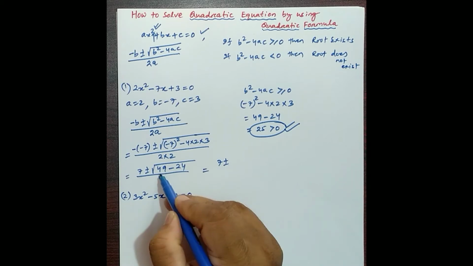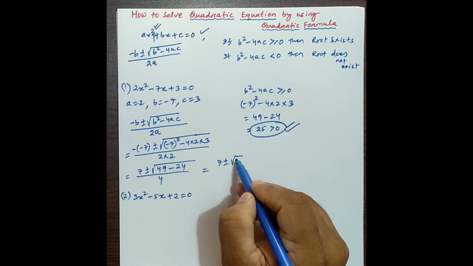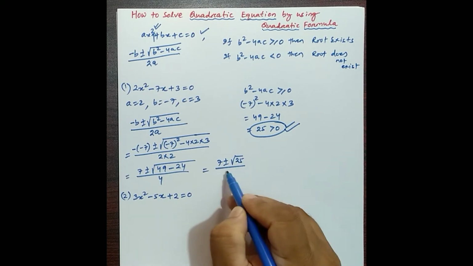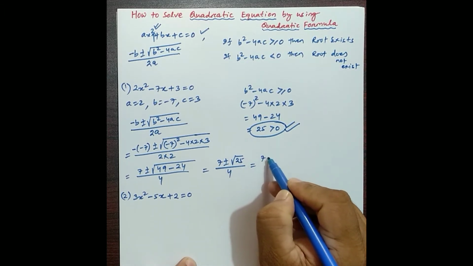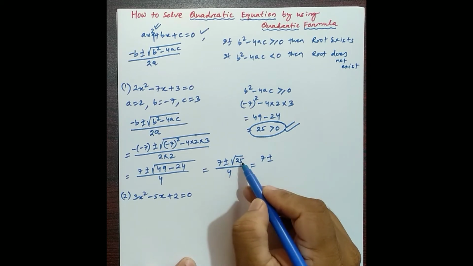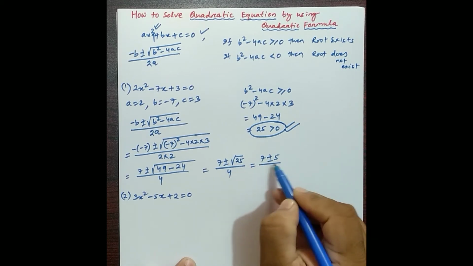7 plus minus 49 minus 24 is what? 25. Yes, absolutely right. Divided by how much? 4. Okay, look carefully. So look here. So this one is what? 7 plus minus under root of 25, what will be the answer? 5. Divided by how much? 4.